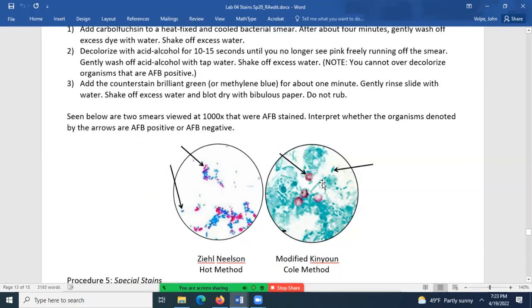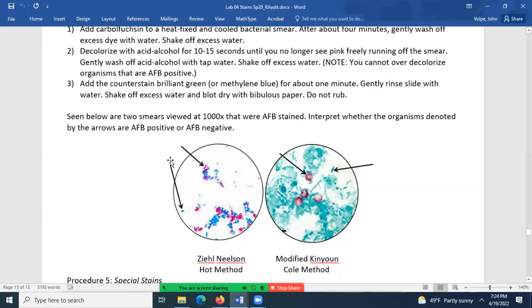You do need to answer the questions here. Students seem to miss this question. Seen below are two smears at 1000x that are AFB stain, meaning acid-fast stain. I don't remember what the B stands for. Interpret whether the organisms denoted by the arrows are AFB positive or AFB negative. So where each arrow is, state whether it's AFB positive or AFB negative. That one's positive, that one's negative.